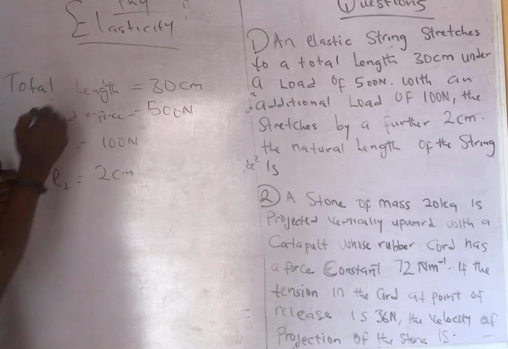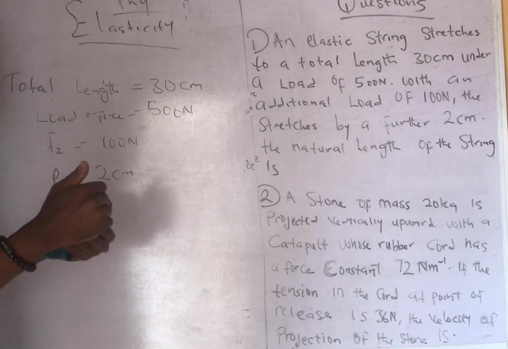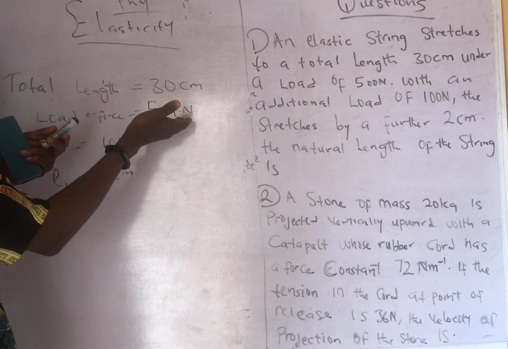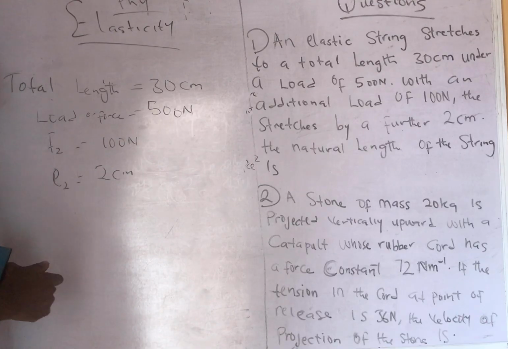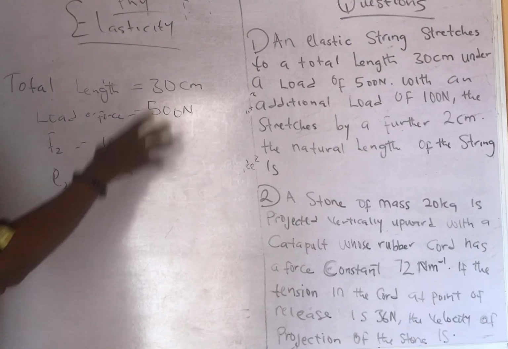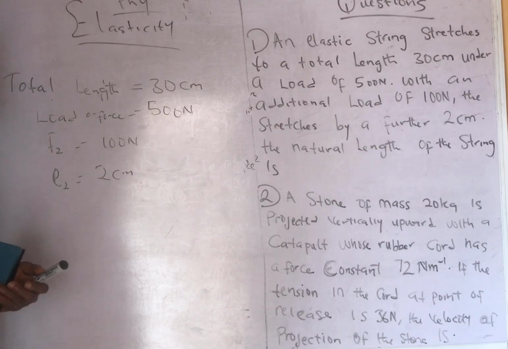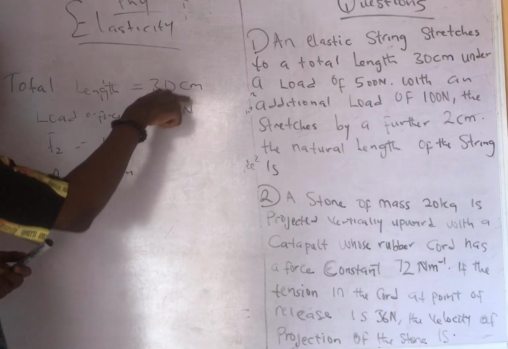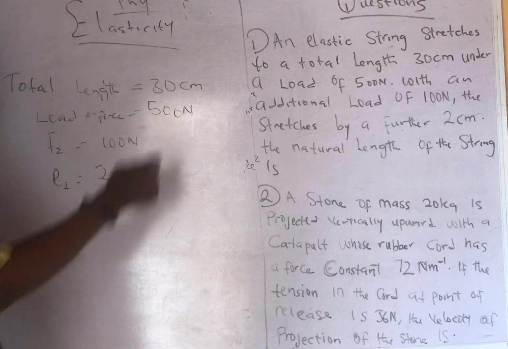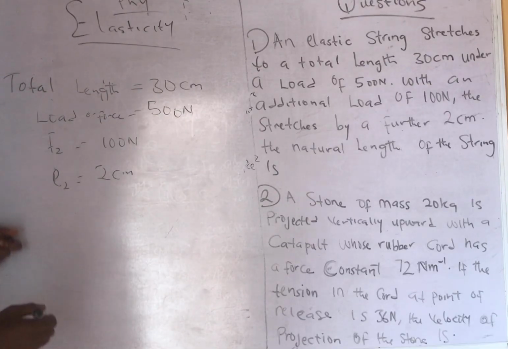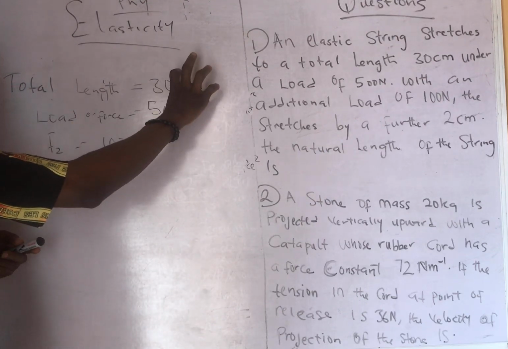Now this total length includes, since it was under a load of 500 Newton, the natural length and the extension when the 500 Newton load is hung on the string. Then they ask us to look for the natural length. We can't calculate the natural length until we get the extension inside this 30 centimeter, because this is the total length of the string. But the string has an extension inside it because of this 500 Newton. Now for us to get the natural length, we have to calculate the extension inside this 20 centimeter. To calculate this, you can calculate the constant, then you can use the constant to calculate the extension with just these two.